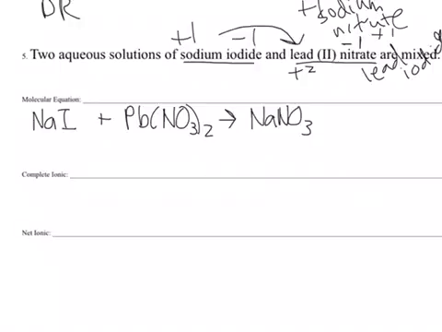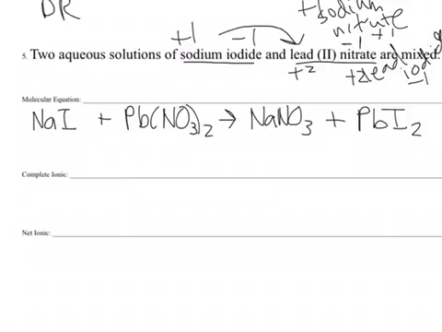Now we have lead(II) iodide, so lead still +2, iodide still -1, PbI2. Okay, let's come up with the phases and balance.